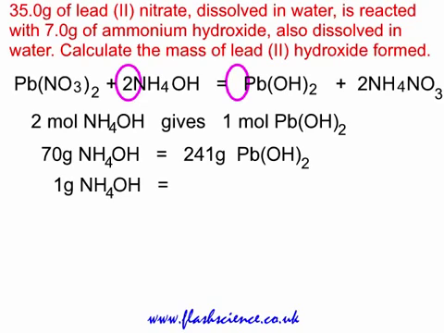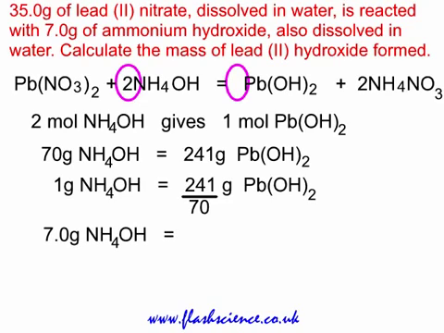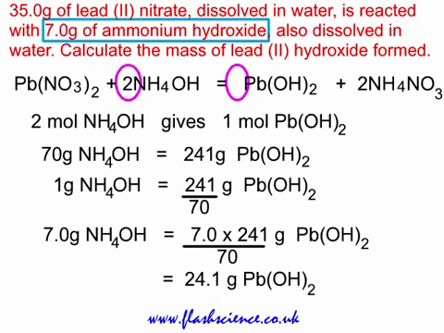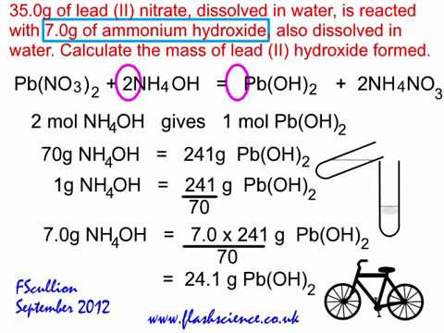Typically what you should do now is work out what 1 gram of ammonium hydroxide would produce. So to get 1 gram, you divide 70 by itself to get 1. You've divided the left side by 70, do the same to the right side. Once you've worked out what 1 gram of NH4OH would produce by way of Pb(OH)2, it's easy to work out what any other number of grams would produce. You might like to pause here. So to get what 7 grams of ammonium hydroxide would produce, you multiply both sides by 7. And there's the computation, it comes out as 24.1 grams of lead hydroxide, Pb(OH)2, from 7 grams of ammonium hydroxide and a slight excess of the other chemical.